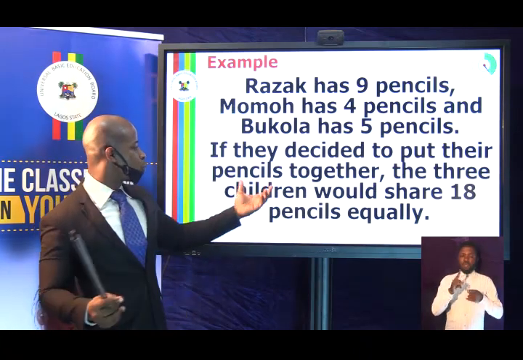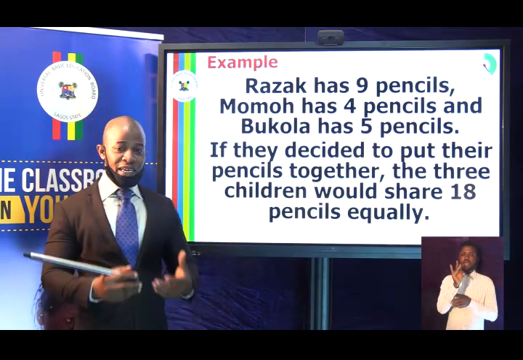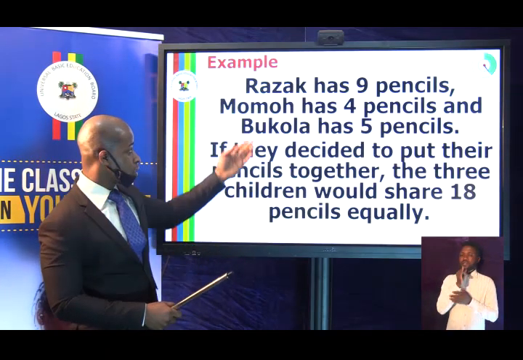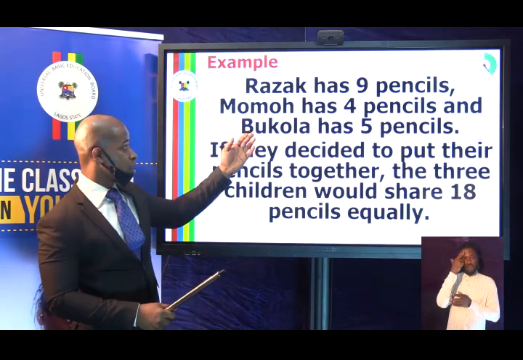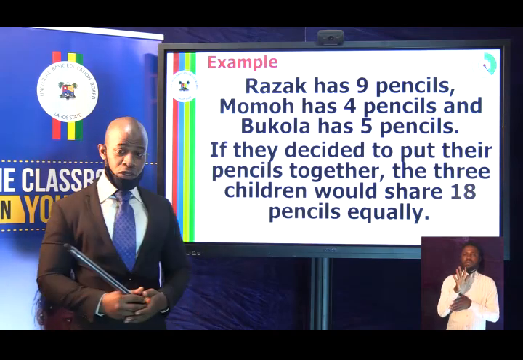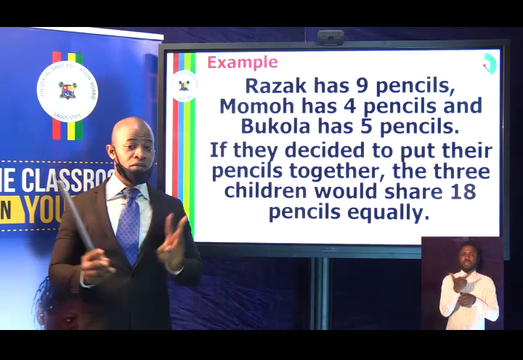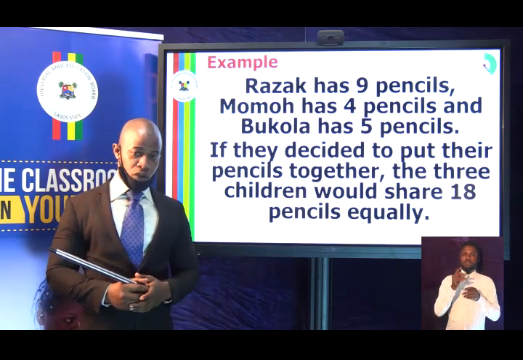So if they decide to put their pencils together, the 3 children will now have 18 pencils all together. That is 9 pencils for Razak plus 4 pencils for Momo, that's 13 pencils, plus 5 pencils for Razak, that's 18 pencils. So now the 3 of them have 18 pencils equally.